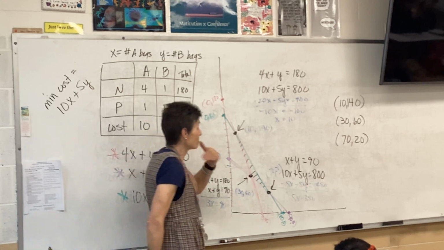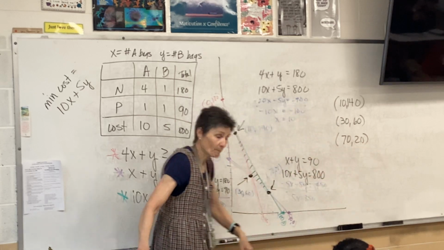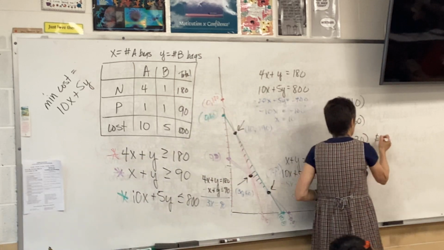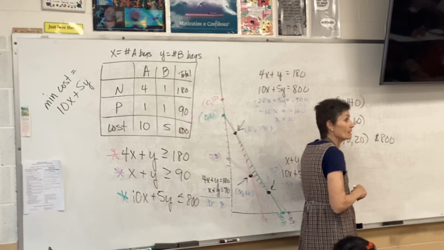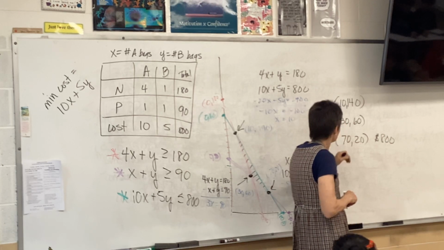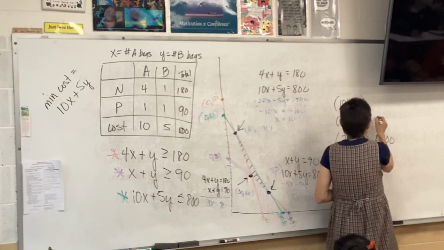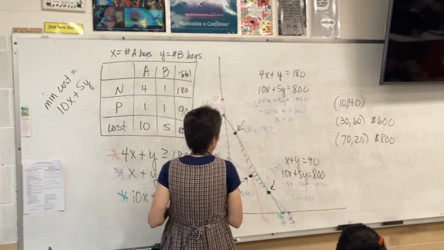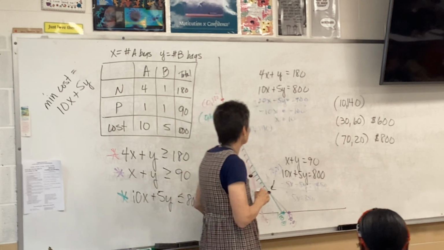Plug in. Okay, this means I'm buying 70 A's and 20 B's. So if I do that, how much is it gonna cost me? This means 30 A's and 60 B's. 400? 600. 700. 300. 600. Is that 600? I don't trust you people. It is 30 times 600.